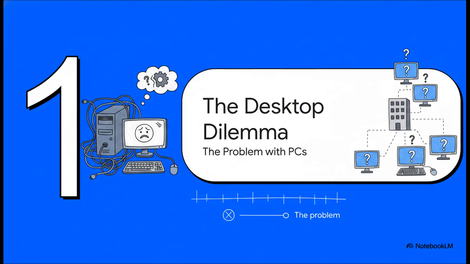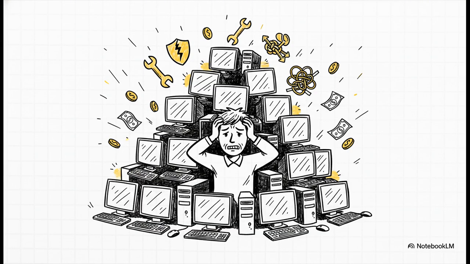Well, to answer that, we first have to get our heads around the massive headache that comes with the old, traditional setup. This is what a lot of people in IT call the desktop dilemma. Right, so just imagine for a second that you're in charge of IT for a big company. You've got hundreds, maybe even thousands of desktop PCs you have to take care of. And every single one is its own little island, right? It's got its own software that needs updating, its own security risks you have to patch, and its own hardware that could fail at any moment. It's a total logistical nightmare.